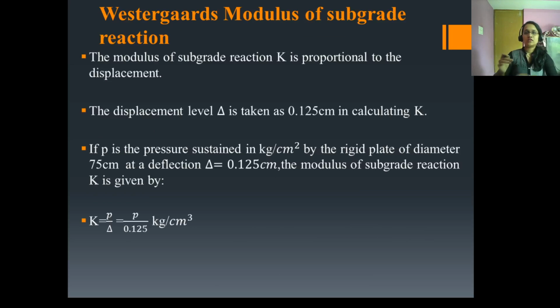So, Westergaard's modulus of subgrade reaction. The modulus of subgrade reaction, that is capital K, is proportional to the displacement. If P is the pressure sustained in kg per centimeter square by the rigid plate of diameter 75 centimeters at a deflection delta, which is given as 0.125 centimeters, then the modulus of subgrade reaction K, we can find by using this equation here. K is P upon delta, where delta is taken as 0.125.